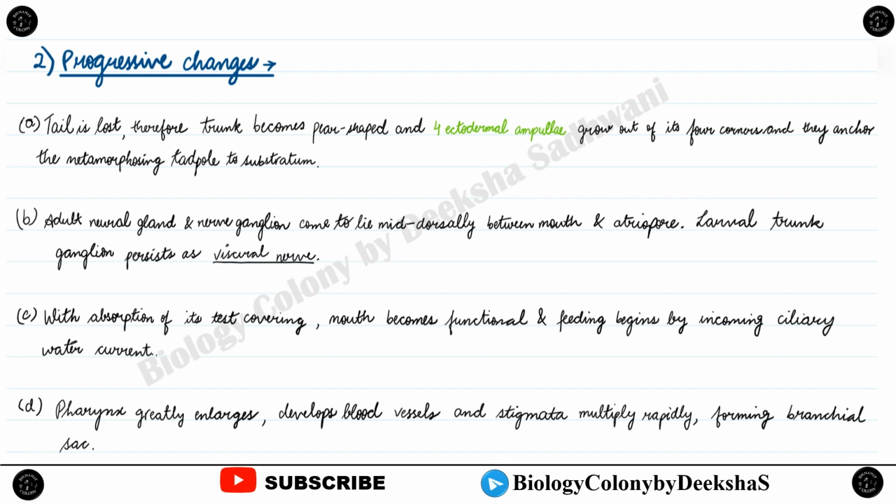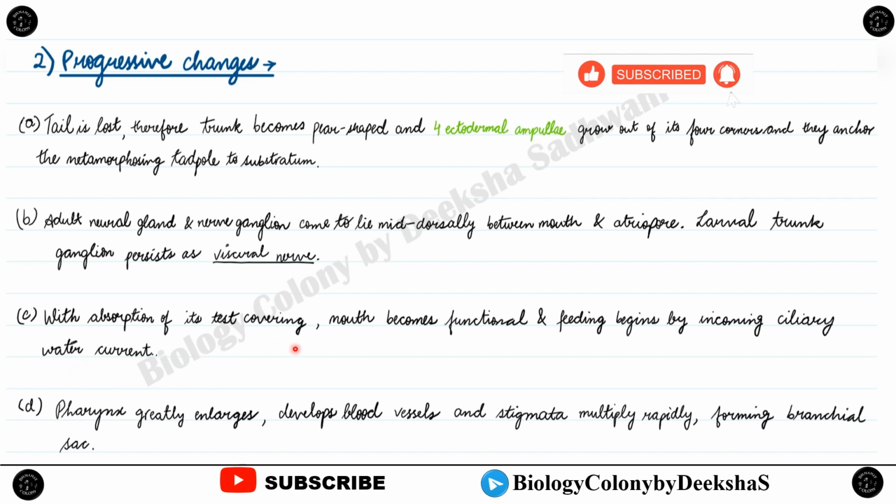Now let's talk about some progressive changes. These are the advanced changes that are adopted by the adult. Tail is lost, therefore trunk becomes pear-shaped and four ectodermal ampullae grow out of its four corners and they anchor the metamorphosing tadpole to the substratum. So it is basically involved in the attachment. Then adult neural gland or nerve ganglion comes to lie mid-dorsally between mouth and atriopore. Larval trunk ganglion persists as visceral nerve. So some various nerves are developed.